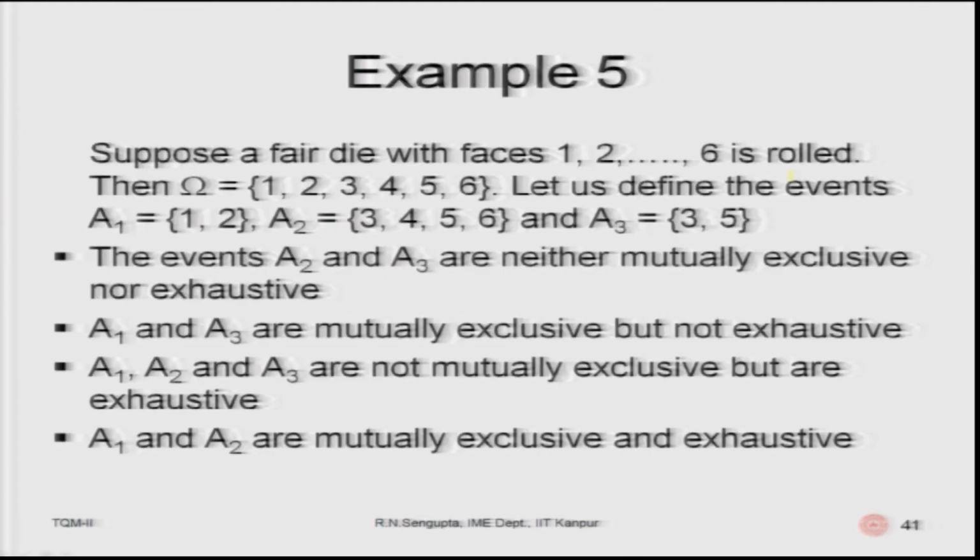So, suppose a fair die with faces 1 to 6 is rolled; the universal set obviously would be 1 to 6. Let us define these events accordingly. A1 is given by the sample points 1 and 2, A2 is given by the sample points 3, 4, 5, 6 separately, A3 is given by the sample points 3 and 5. So, if I look at A1, A2 and A3, I can define the following: the events A2 and A3 are neither mutually exclusive nor exhaustive, A1 and A3 are mutually exclusive but not exhaustive, A1, A2, A3 are not mutually exclusive but are exhaustive, and finally A1 and A2 are mutually exclusive and exhaustive.